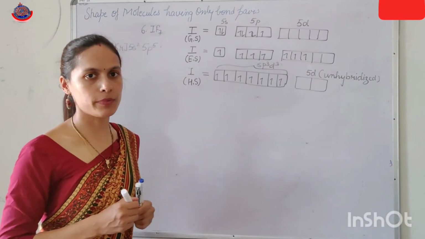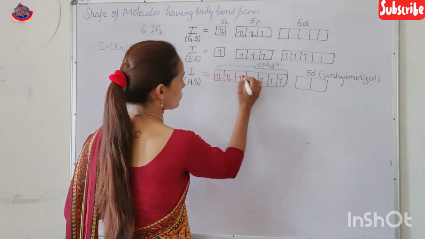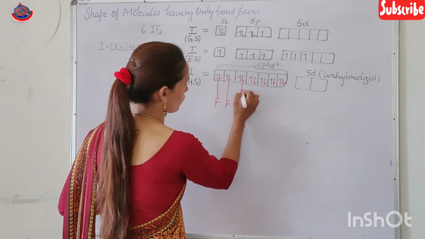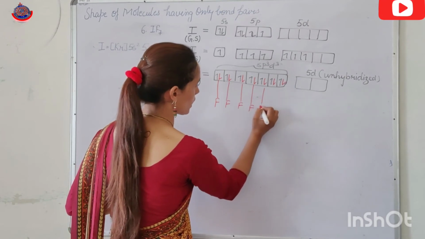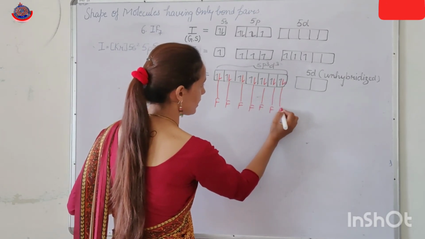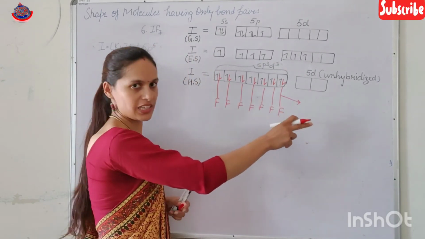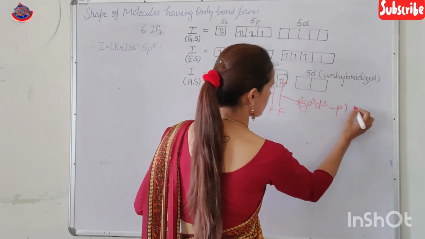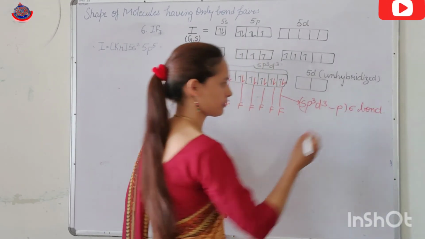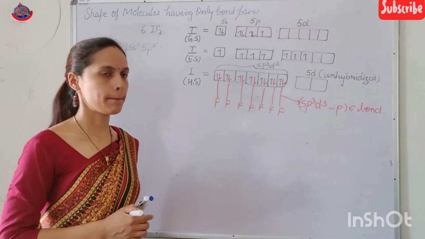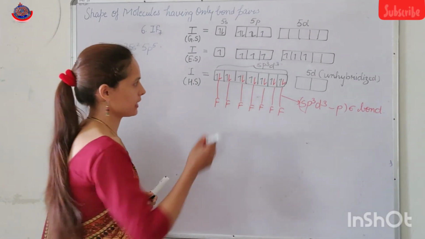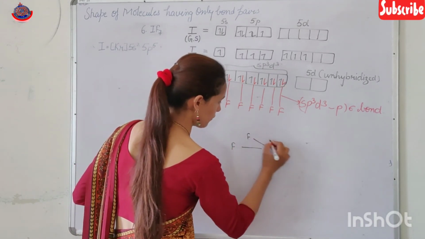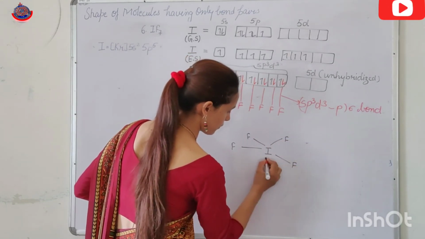Now the fluorine will approach iodine. 1, 2, 3, 4, 5, 6 and 7. 1st fluorine, 2nd fluorine, 3rd fluorine, 4th fluorine, 5th fluorine, 6th and the 7th. And the name of each of these bonds is sp3d3-p sigma bond. And the shape is I, F, F, F, F and F.